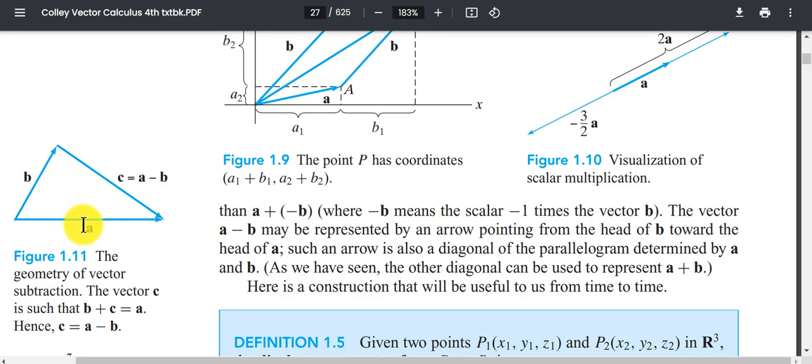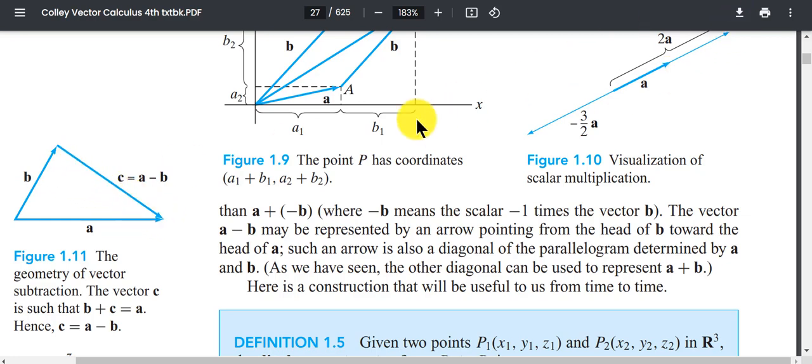When we add b and c, that means we're adding b and a minus b. So you can see that the b's cancel out and you get a, which is what you're supposed to get. And then if you try it the other way, you don't get b. If you take a and a minus b, you get 2a minus b, which is not b. So it is correct that it goes from b to a, not from a to b.